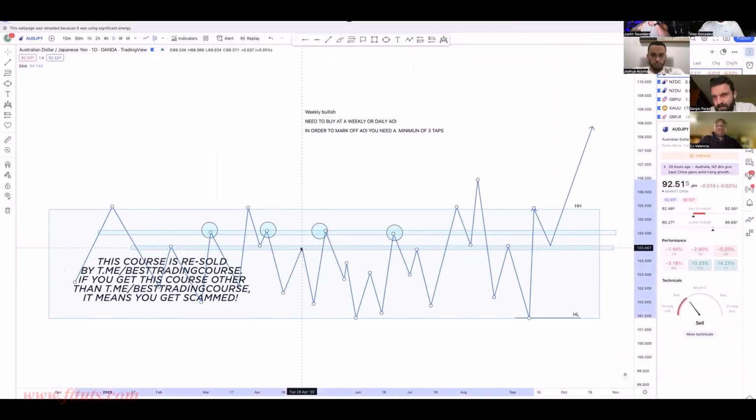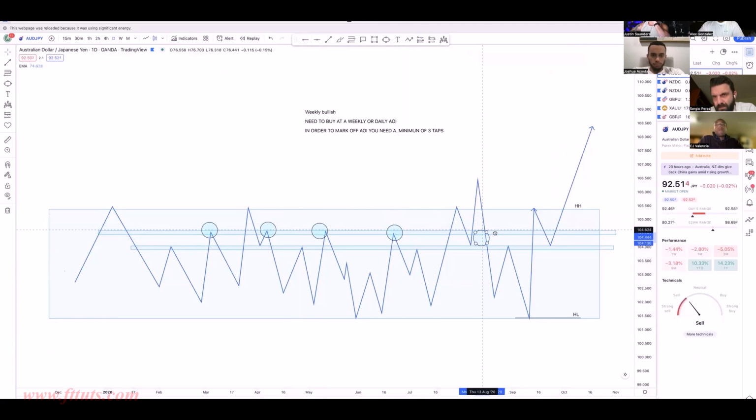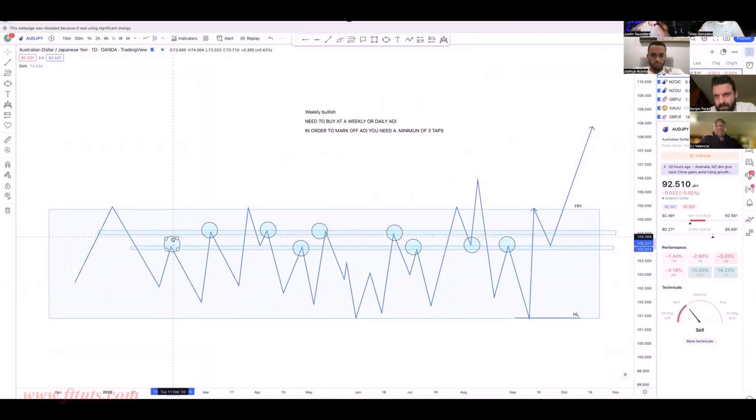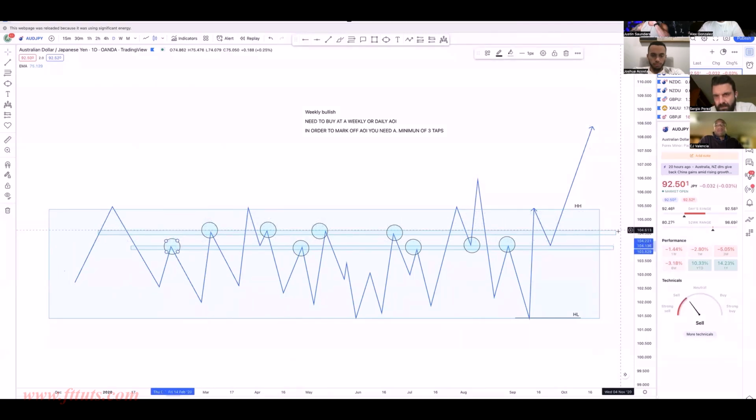If you notice, we have here, let's just get these same circles. We have 1, 2, 3, 4, and then 5, making this another valid area of interest. So yeah, this has 1, 2, 3, 4, 5 taps. Oh, 6 right here. Great. I saw somebody pointing it out. All right, so this has 6 points of rejection, making this point pretty valid.